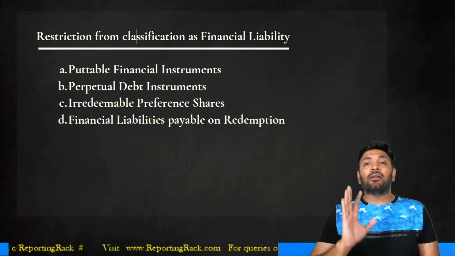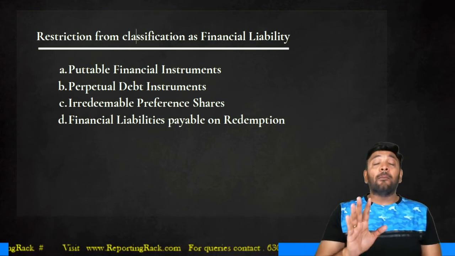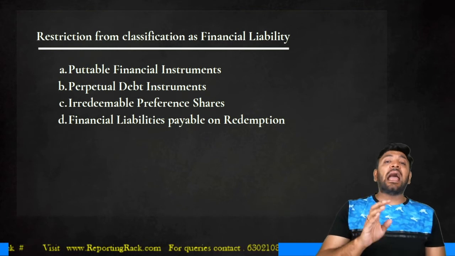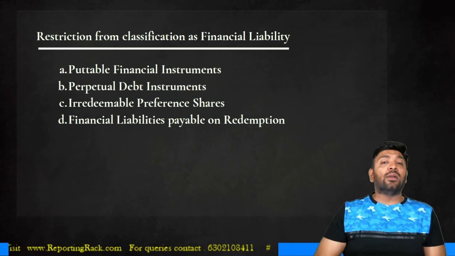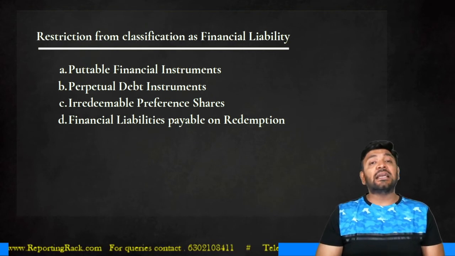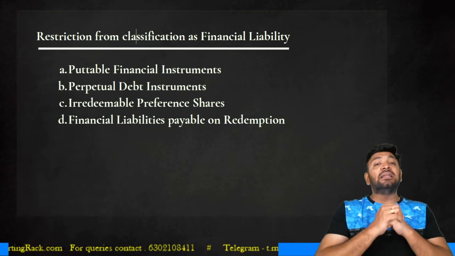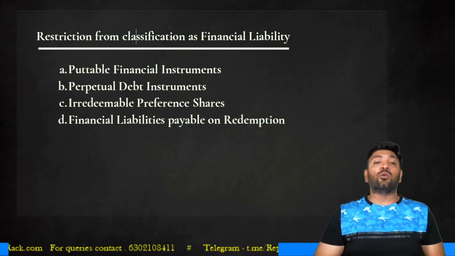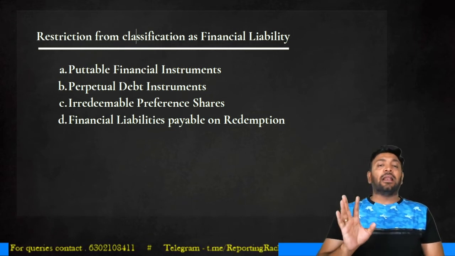Perpetual debt instrument. What is perpetual debt? It is a debt. You have to pay it. But when will I pay it? I will only have an obligation to pay such debt at the time of the liquidation of the company. In such cases, you will not classify it as financial liability, but instead it should be classified as an equity instrument. Irredeemable preference share, classic example.